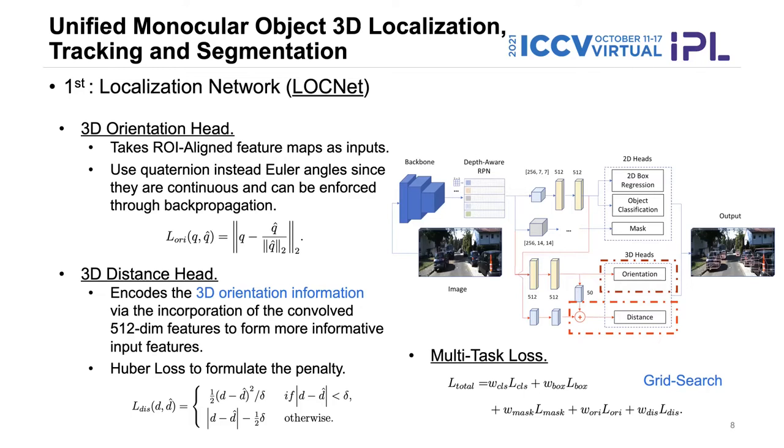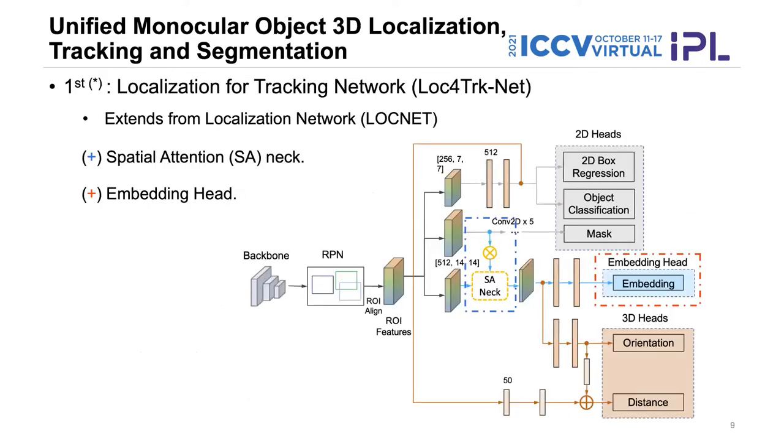For the multi-task losses, the determination of the hyperparameter weights for each loss is also very critical. So here we use a grid search based tuning method, which helps us achieve the optimal performance of the whole network. In addition to the 2D and 3D heads, a spatial attention neck with an embedding head is added to the network, as shown in this red figure.